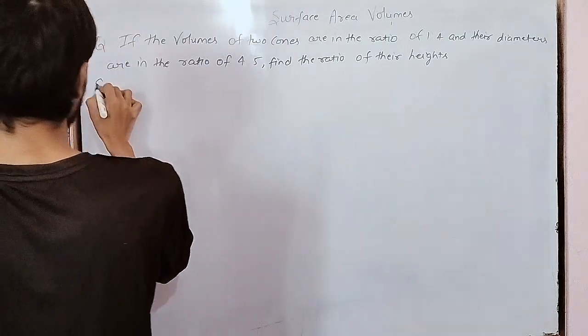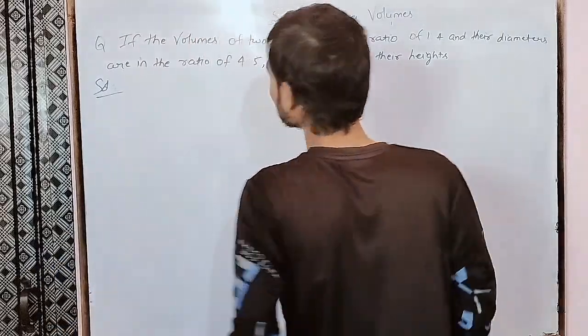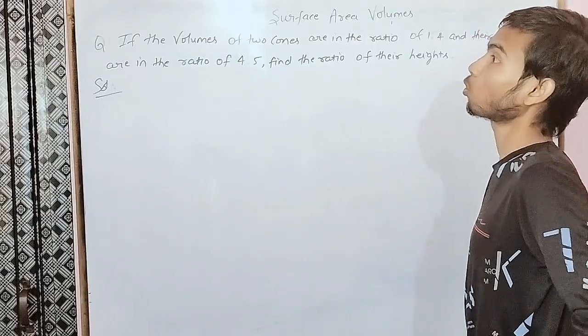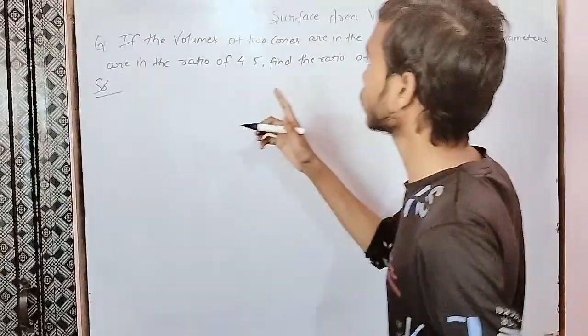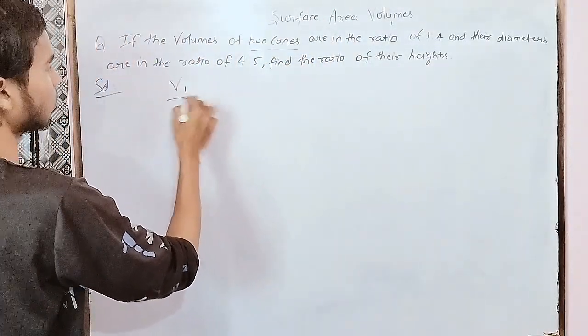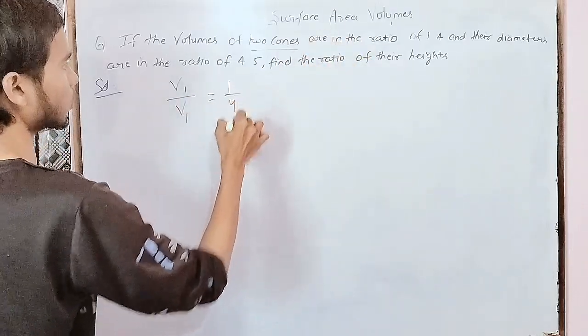Read it. What is it saying? It is saying if the volumes of two cones are in the ratio... So if the volumes of two cones are in the ratio, can we say there are two cones, V1 and V2, in the ratio 1 upon 2?